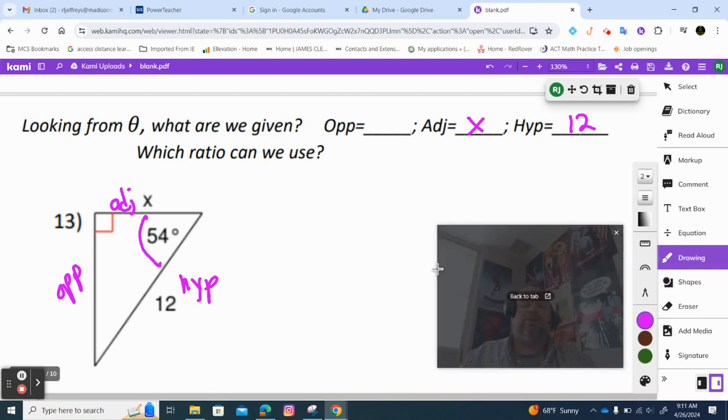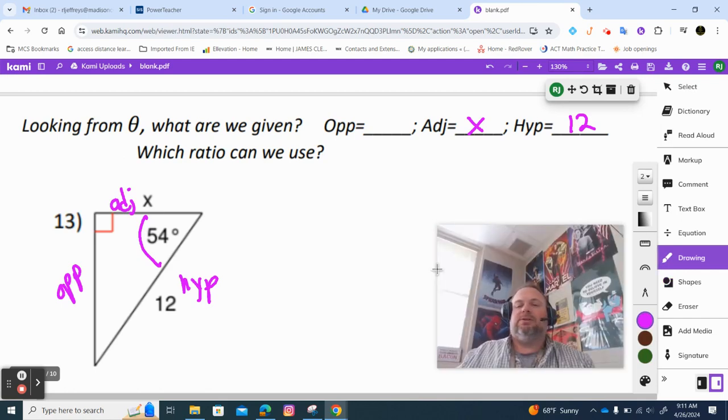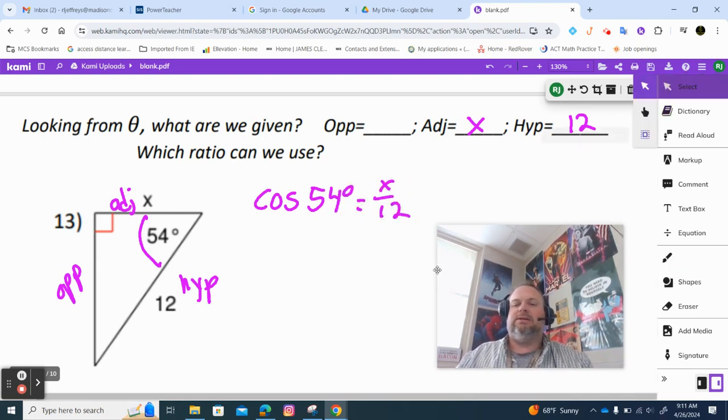So, what ratio do we use? We're asked to find adjacent. We're given the hypotenuse. Which one does adjacent and hypotenuse? Cosine. Okay.